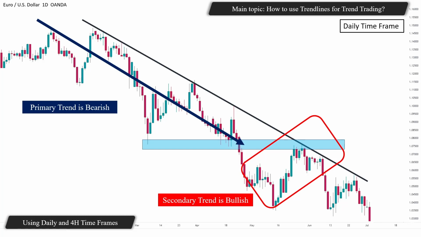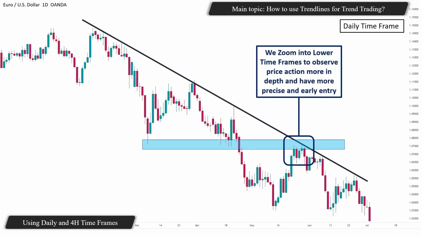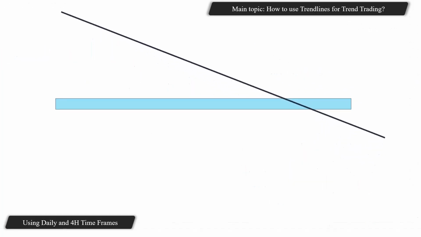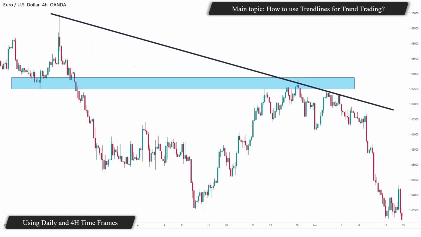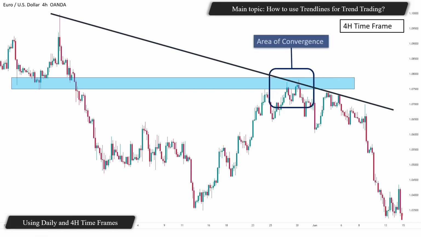So in this case, we zoom into lower time frames to observe price action more in depth and have a more precise and early entry. So here we have the 4-hour time frame. Here we have the same resistance level on the daily time frame. Here is the same trend line. On the daily time frame, you couldn't see much detail, but in 4-hour you can see the swings inside the short-term uptrend and the price action once we get to the area of high convergence.